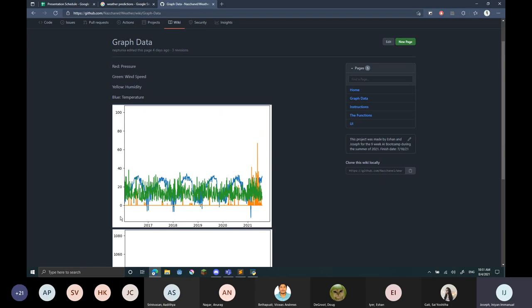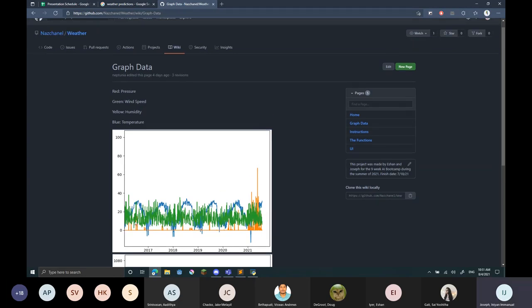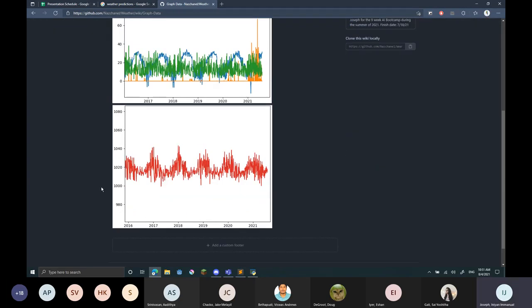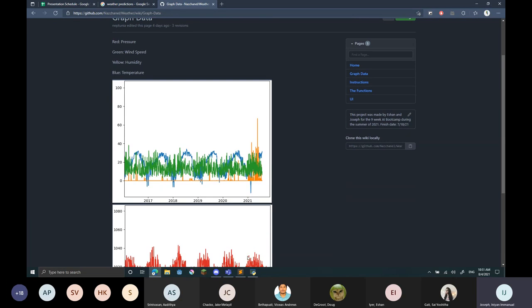Then the blue is the temperature. Here is where we can see a lot of changes, going like a sine function, because it gets colder in later seasons and hotter in the higher seasons. It's in Celsius, which is why it's usually in the 30s and 20s instead of the 80s and hundreds. And then the wind speed is pretty erratic, but we decided to include it anyways because it seems like a pretty important factor for the temperature.